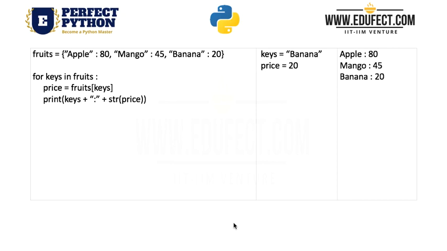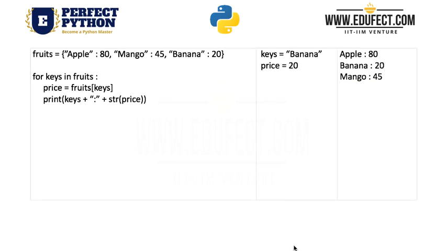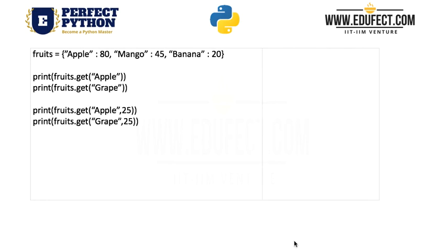Remember, the order is not maintained. So this is not necessarily the order. It could have been any order. It could have been banana 20 and then mango 45. So the order is not guaranteed in a dictionary. Let's move to the next use case for a dictionary.